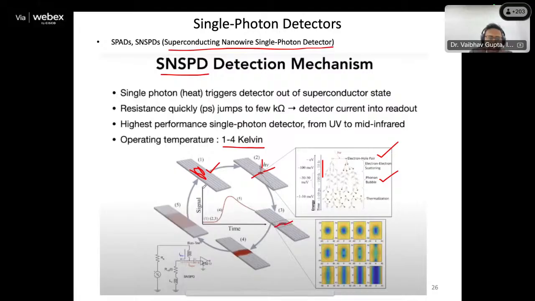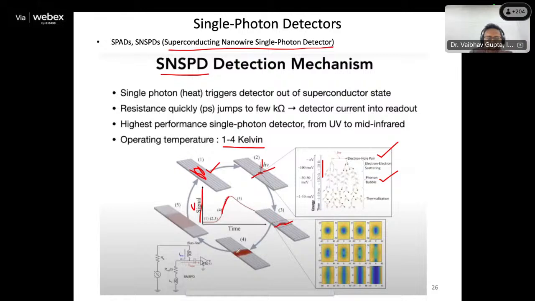You can also see this in terms of signal and time domain. On the x-axis we have time, on the y-axis we have signal. When it was in the superconducting state, at 1 and 2, the signal was quite low, and consider the signal to be a voltage, so it was very low. As soon as you hit it with a photon, thermalization happens, a lot of electrons are there, they start to move, they collide with each other, and a lot of phonons are created. Once that happens, the resistivity increases, hence the voltage increases.